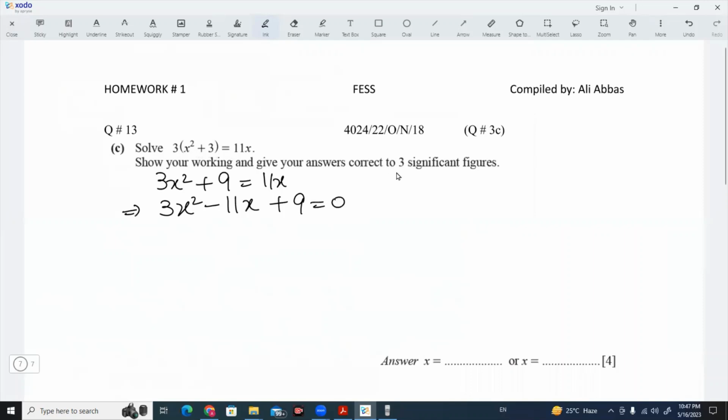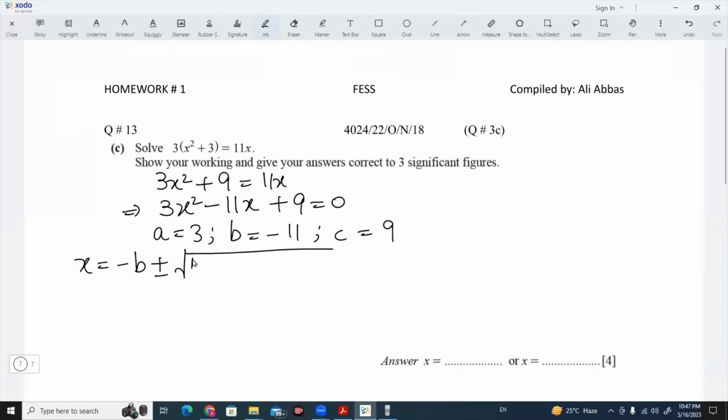So it's also 3 significant figures, so we have to use the quadratic formula. A is 3, B is negative 11, and C is positive 9. Now apply the quadratic formula: minus B plus minus square root. All of these questions which mention two decimal places and 3 significant figures are questions from paper 2. Don't worry, okay? So 2 times A.